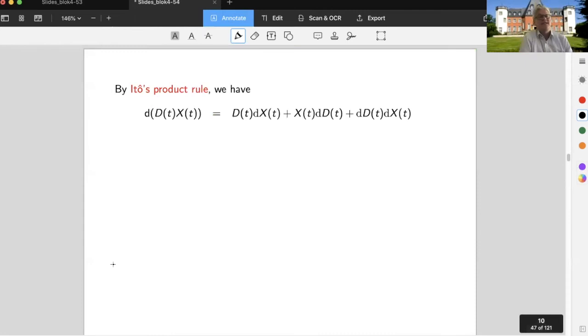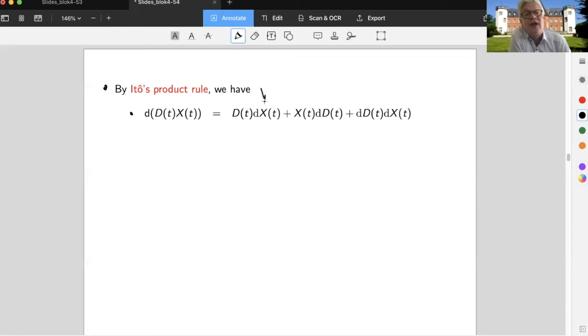And that is on the next slide here. We use the Ito product rule and we copy it here for convenience. The change in the discounted portfolio process, d(D_t X_t), by means of Ito's product rule, is the discount process times dX_t, plus X_t times the change in the discount process, plus the change in the discount process times the change in the portfolio process. This is just a copy of Ito's product rule, and we will substitute the terms that we know.